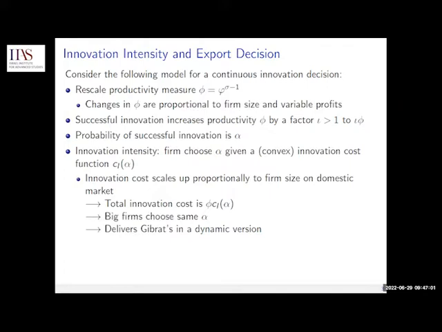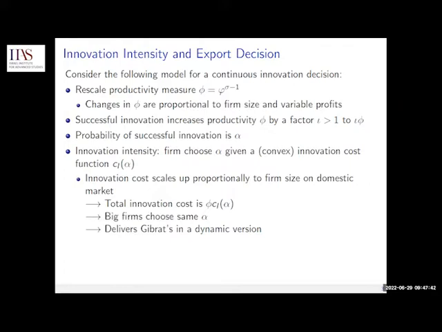My innovation effort is all going to be at getting a higher alpha, a higher probability that it's going to be successful. And along with that, I can specify a convex innovation cost that's going to tell me just how expensive it is to increase my alpha. Okay. And this formulation is what you want when you want a continuous innovation choice by the firms, and it ends up being very tractable, and almost universally now in the literature is the one that is adopted.